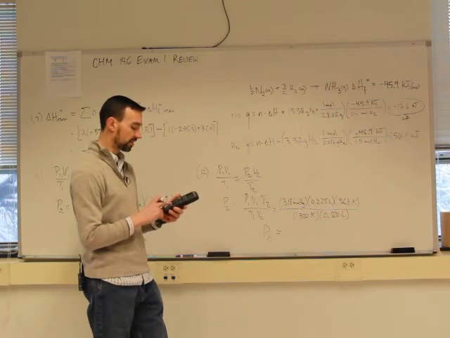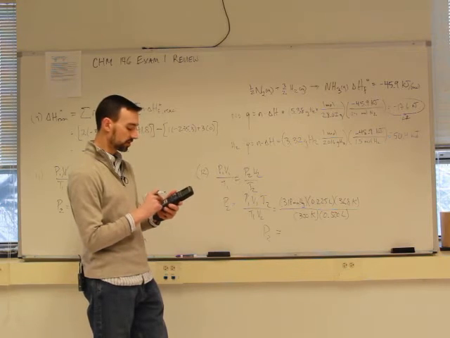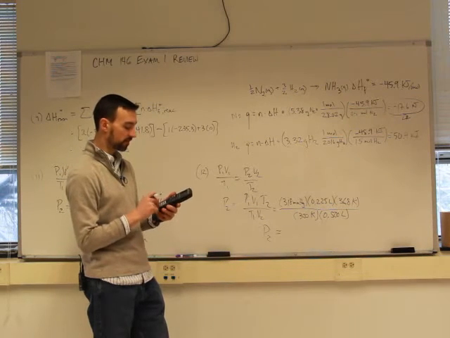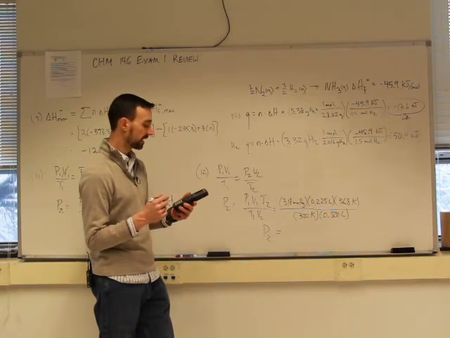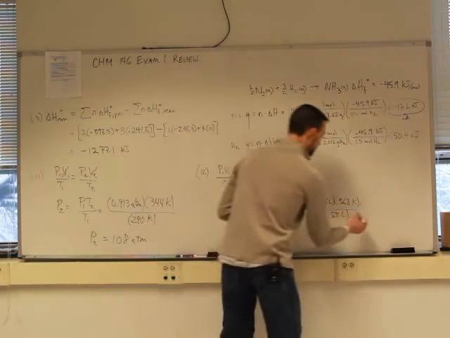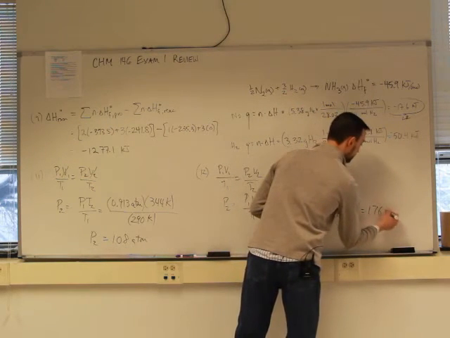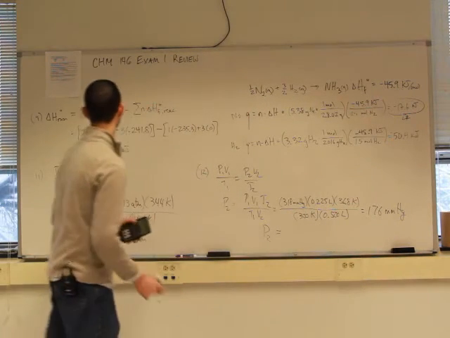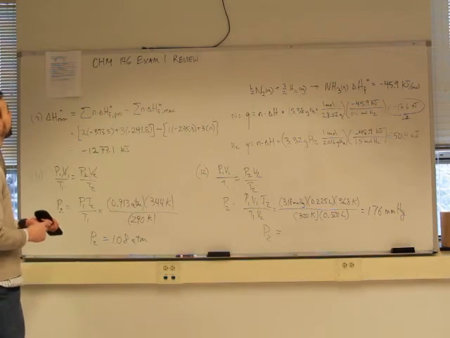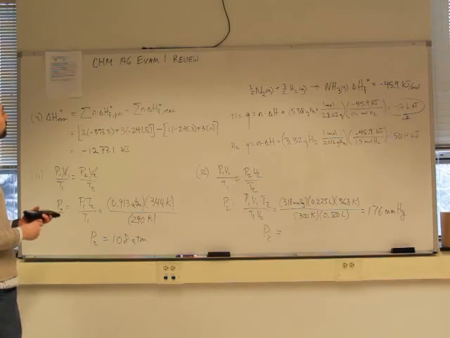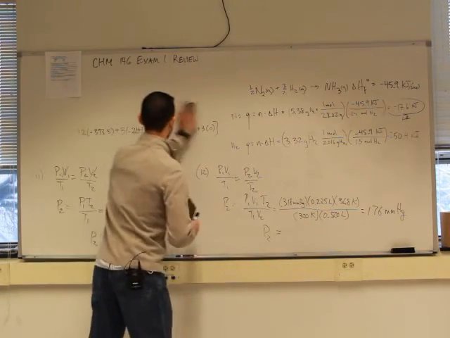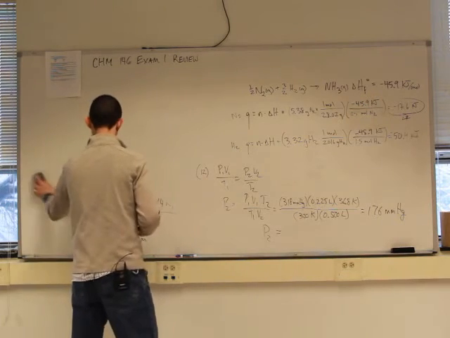But let's find out. 318 times 0.225 times 368 divided by 300 and divided by 0.5, we get 176 millimeters of mercury. So our pressure decreased, again, largely driven by that volume increase that we see. All right, 3/4 of the way there.